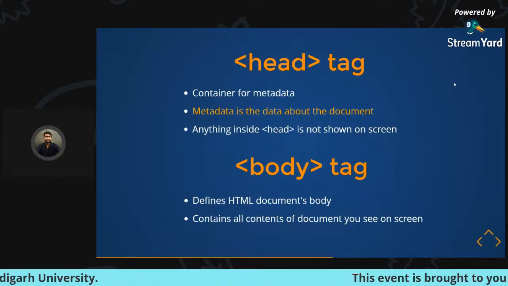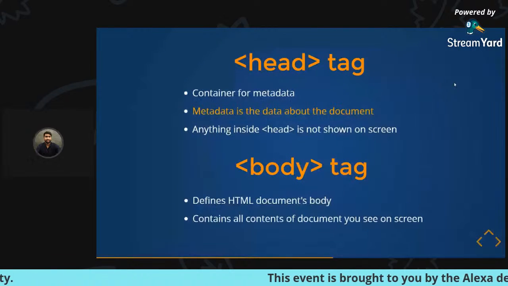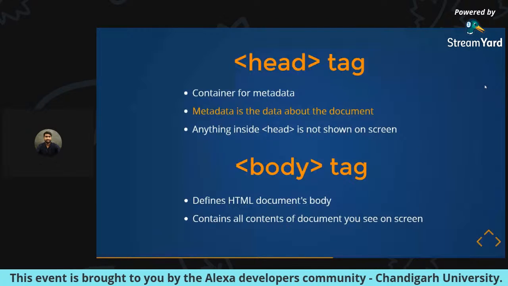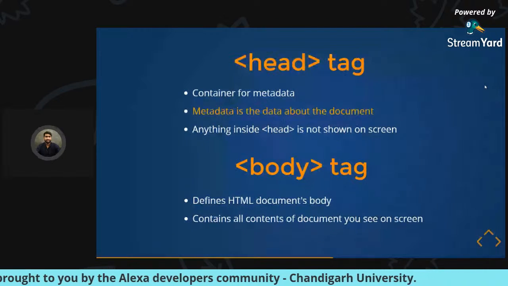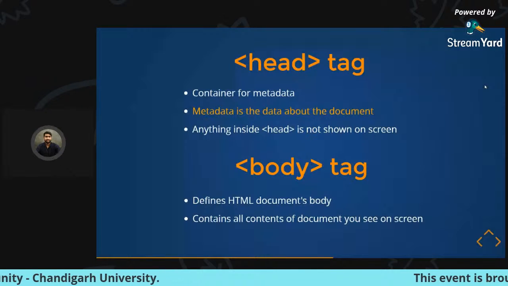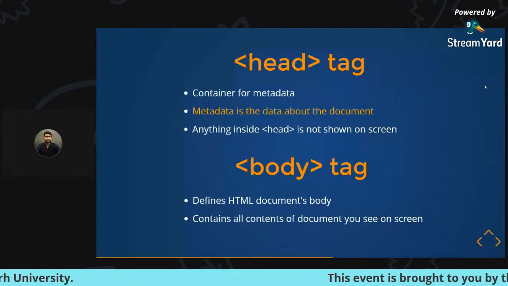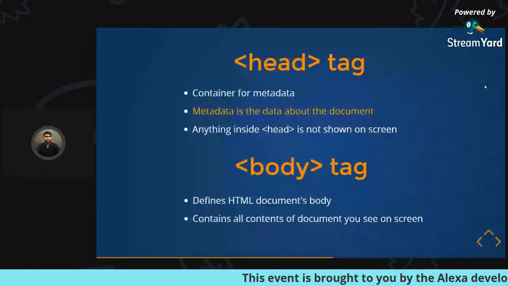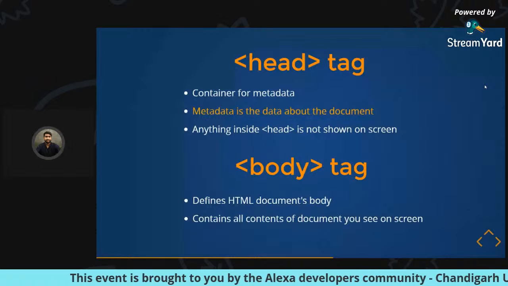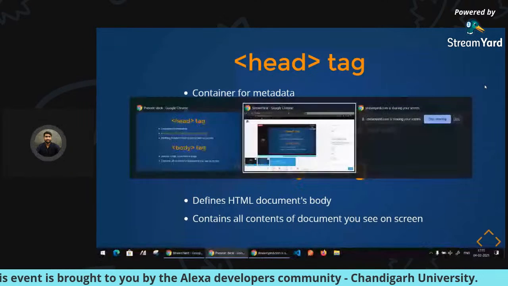And the third tag is the body tag. This is the content which is visually available on the browser for any website. It is the HTML document's true body. Means everything inside body is visible on the screen, and it contains all the HTML elements we want to show on our screen. So let's get started.